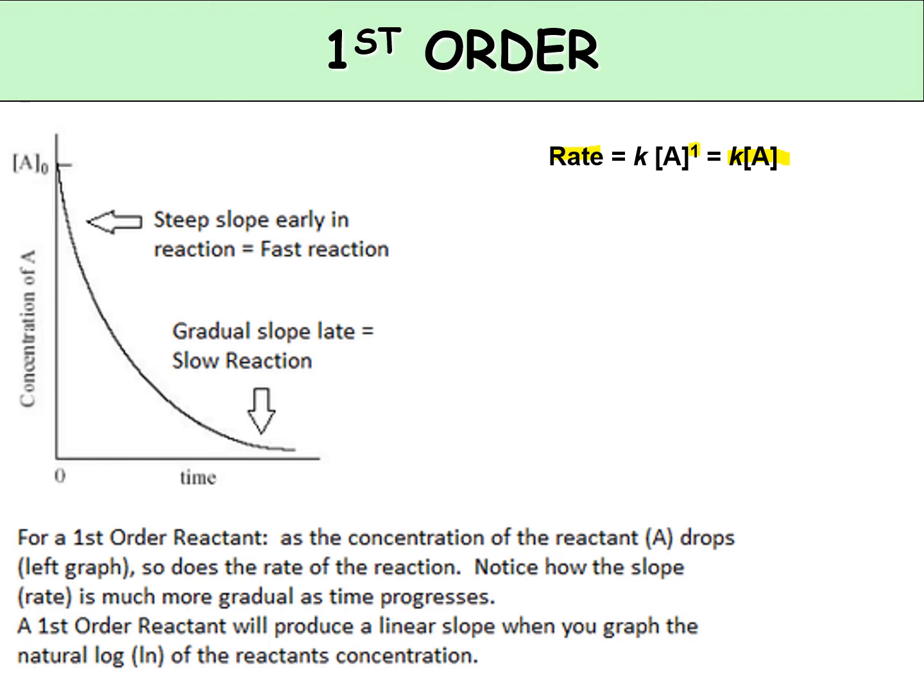So this means that if I have a lot of reactant, like here in this part of the graph, I would have quite a steep slope, and so a fast reaction. When I have very few molecules of reactant, the slope becomes smaller and the reaction becomes slower.